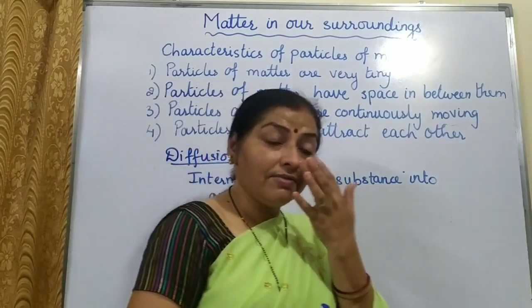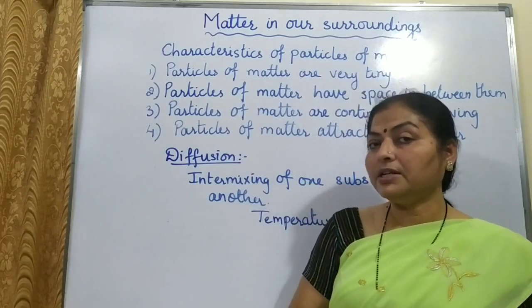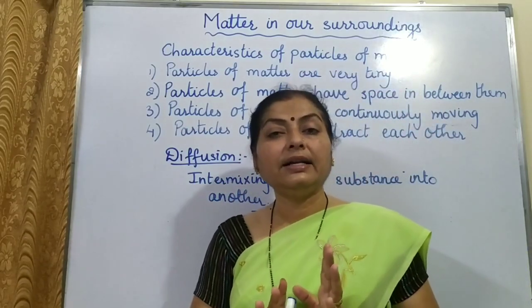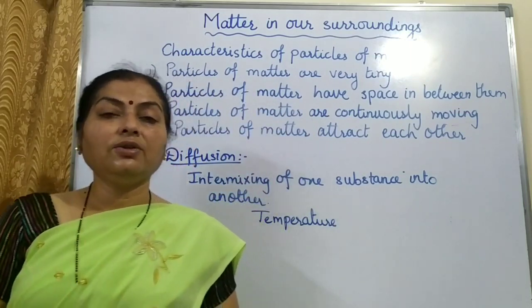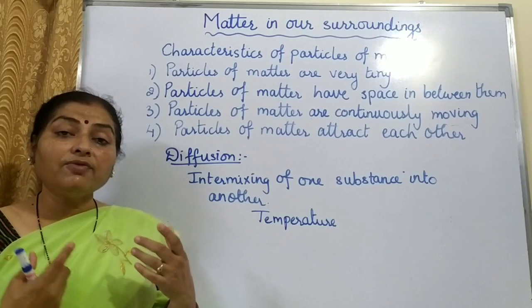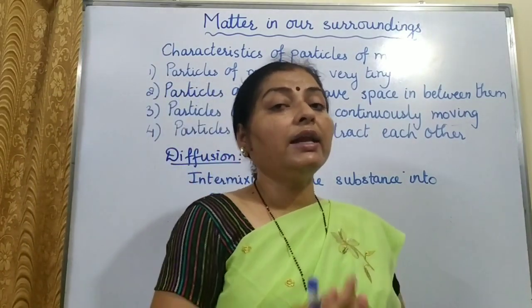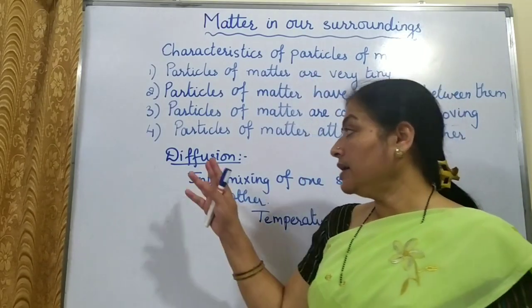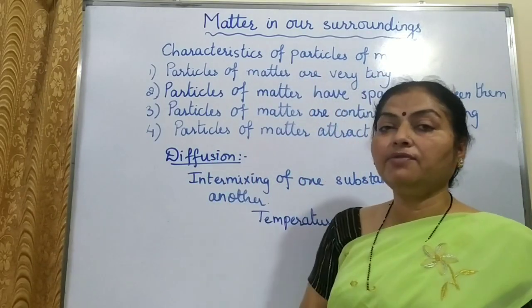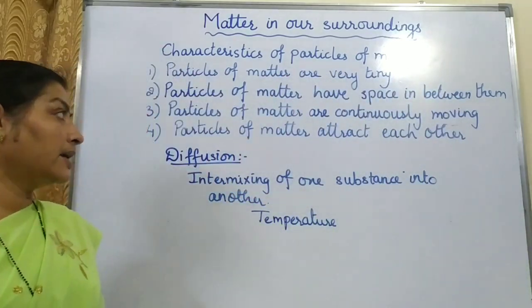Or sometimes it even happens that in the next door house, something special is being cooked, and you can easily identify, yes, this is being cooked. Why? Because when the food is hot, it has more kinetic energy, and due to the higher kinetic energy, the vapors travel faster. Okay, so as the temperature increases, diffusion becomes faster. We have seen this already with the help of an activity.